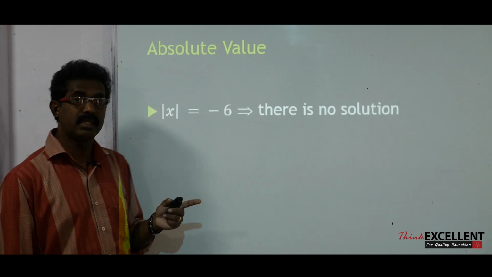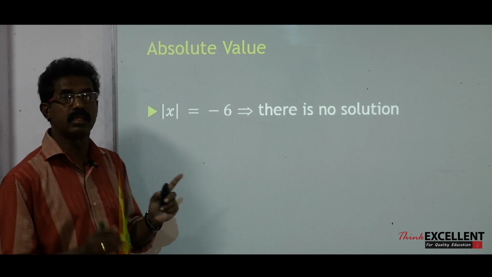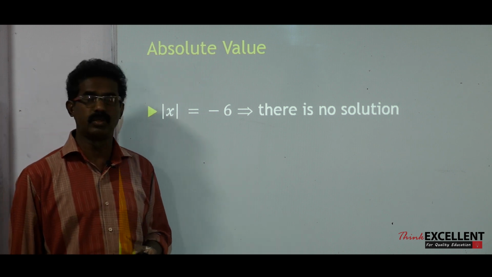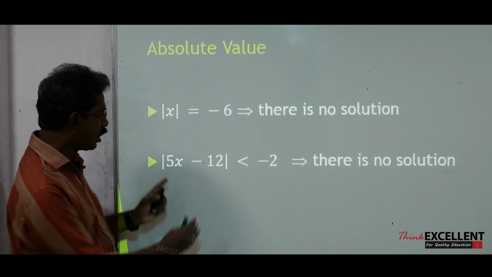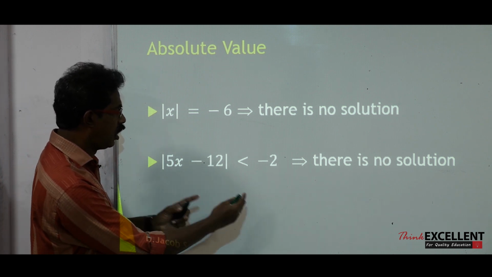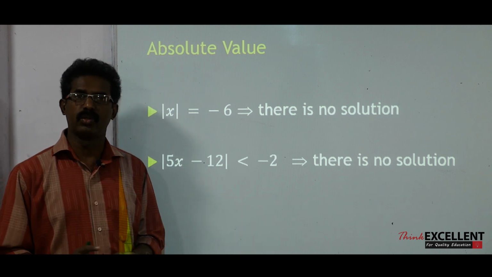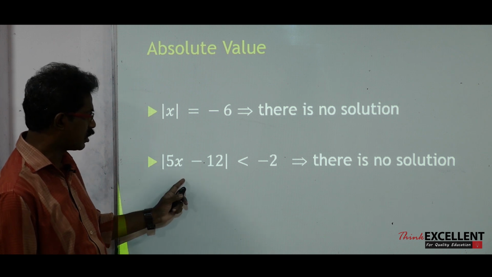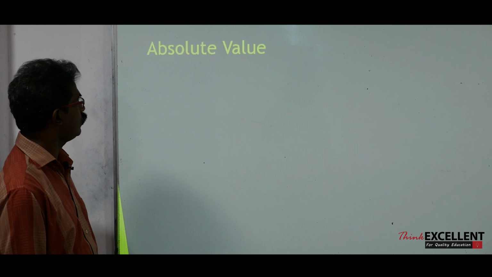Modulus x equal to minus 6 is not possible, because modulus x gives a positive value. Modulus x cannot be negative, so we say there is no solution. Suppose they give an inequality like modulus of something less than 0 or less than a negative number, it is not at all possible. In that case, you need not calculate anything, just say there is no solution, because modulus or absolute value is always greater than or equal to 0.